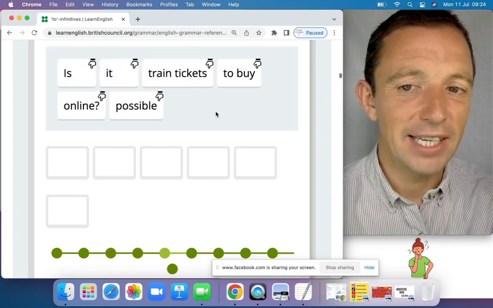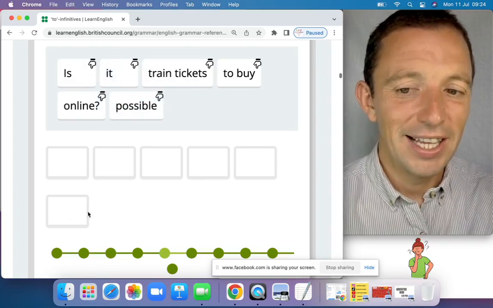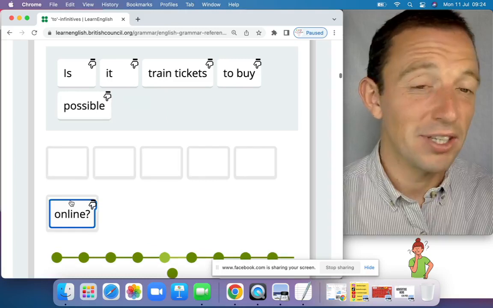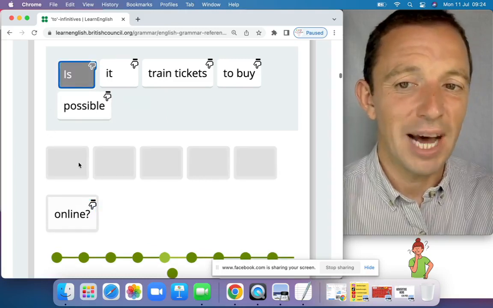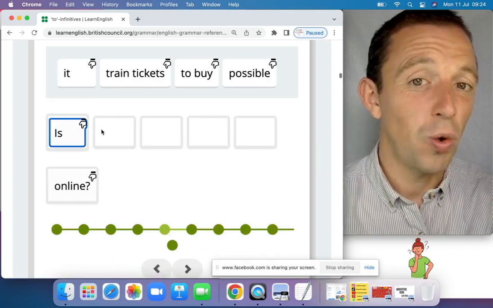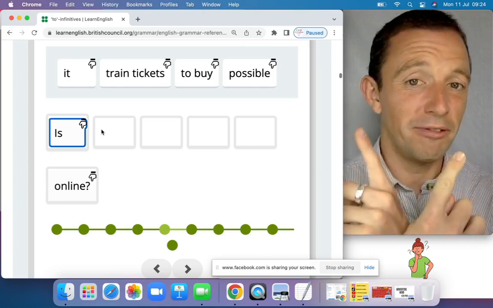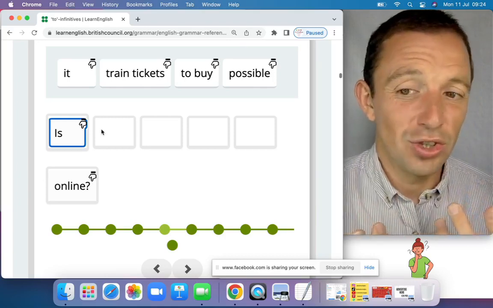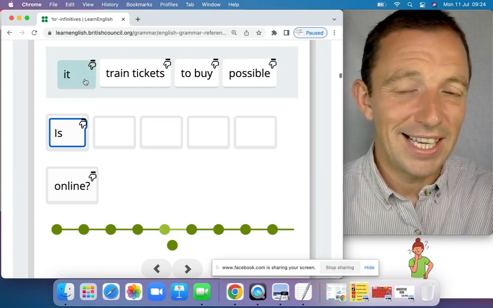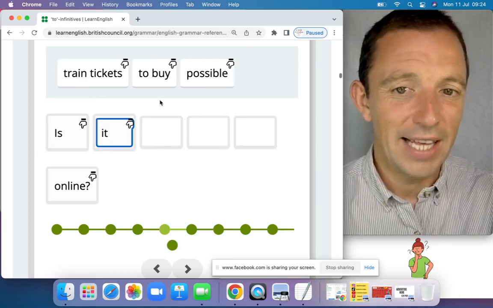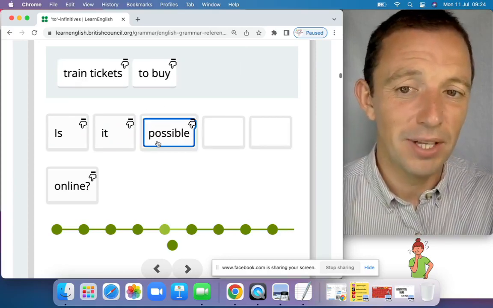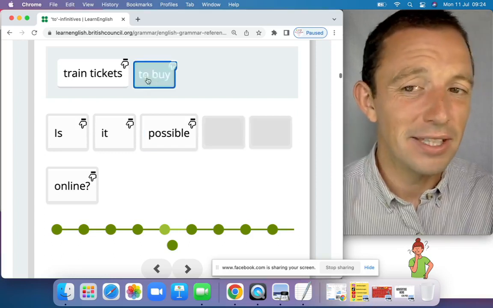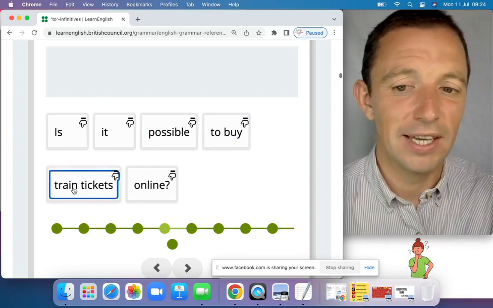Is it train tickets to buy online possible? The last word is online because of the punctuation. The first word is the capital letter is, and this is the question. So we change the position of the verb and the subject. What is the subject? The subject is it. And the adjective, it is it possible? After possible, we have the infinitive. Is it possible to buy train tickets online?